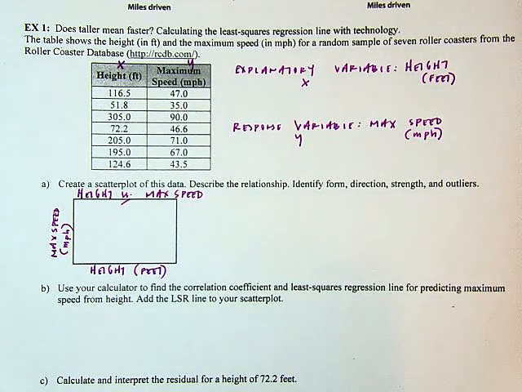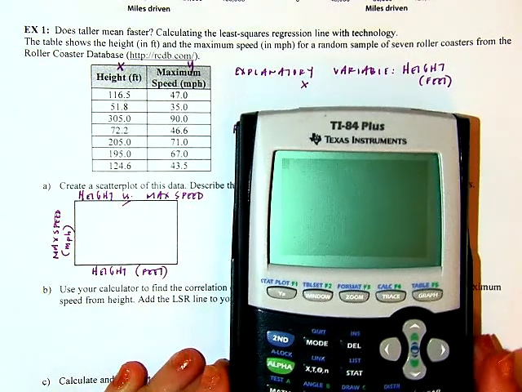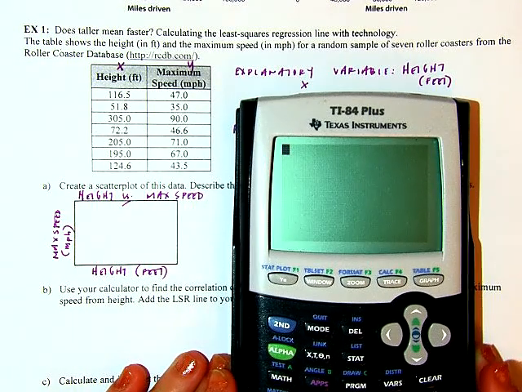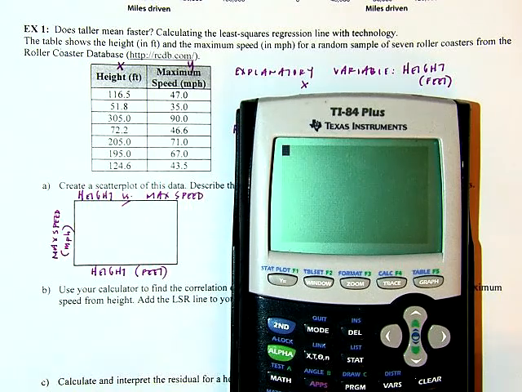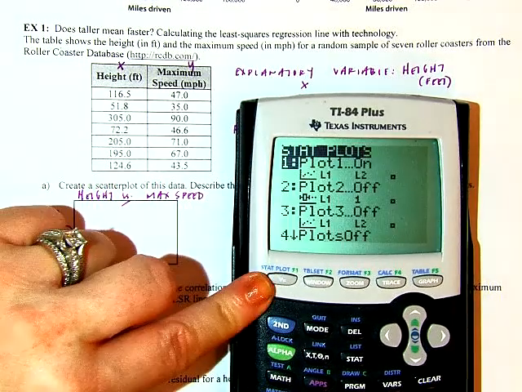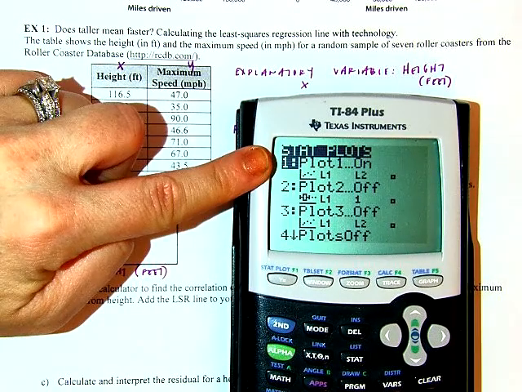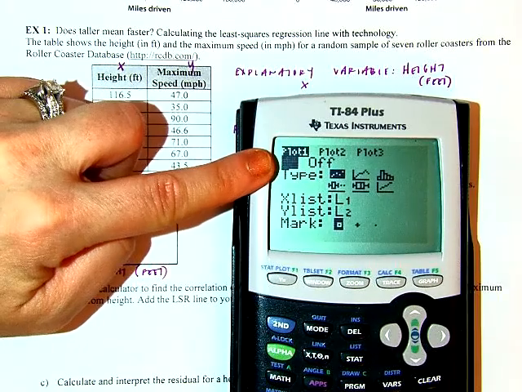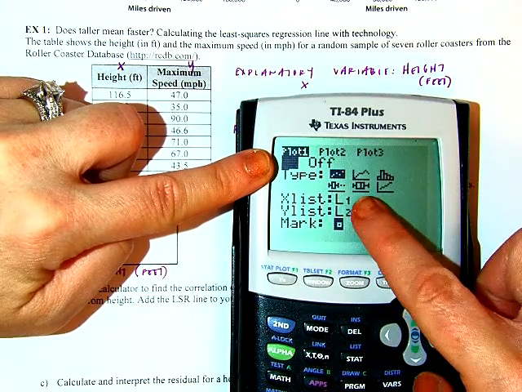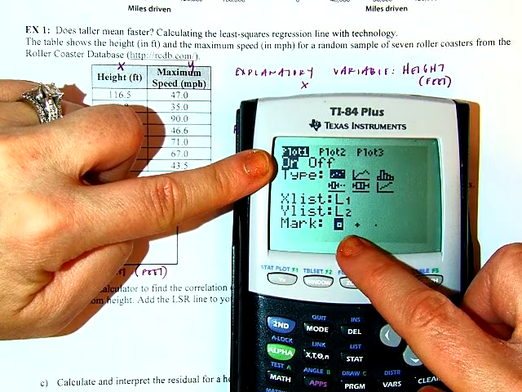So before I do anything, a few things that I want to check before I build my scatter plot. I want to make sure I go to my stat plots. So second y equals. I want to make sure that I have only the first one turned on. So it's on. It's on scatter plot, list 1, list 2. What marking do you want?